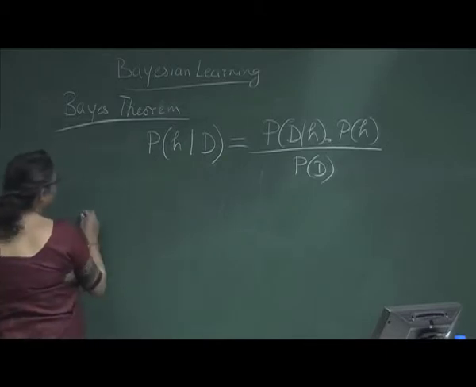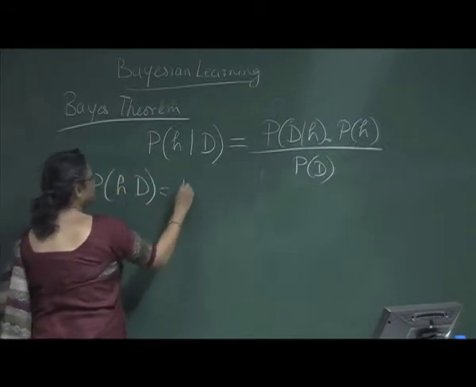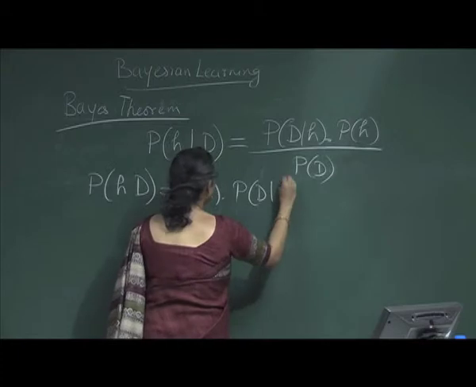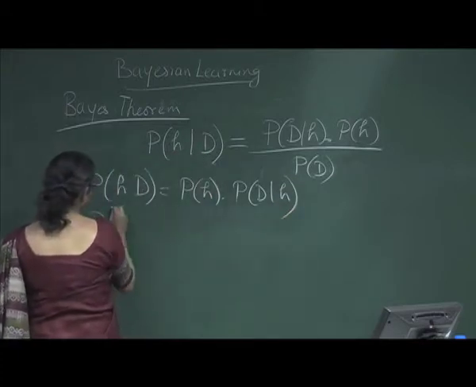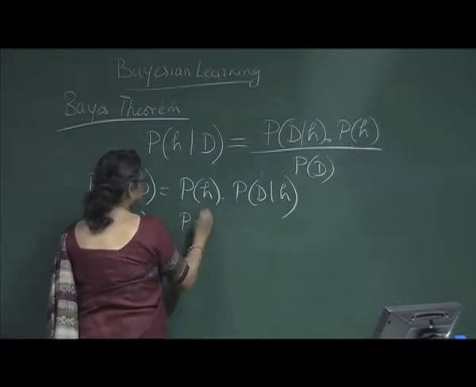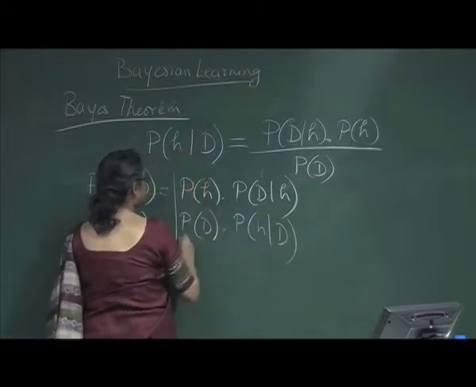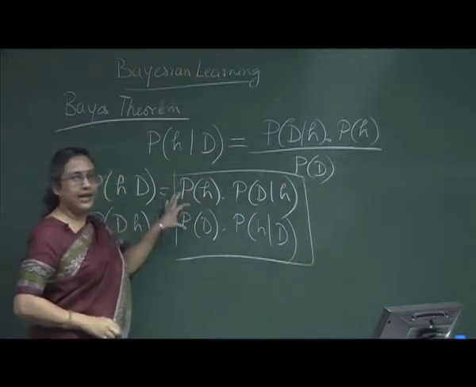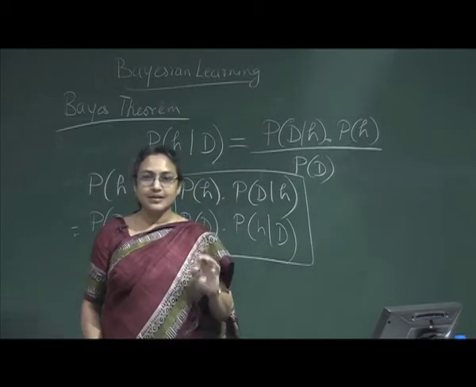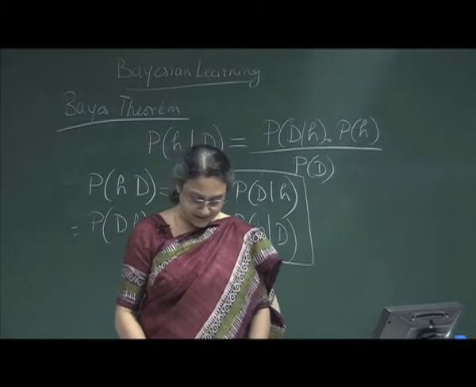You know that by the law of products, probability H,D equals probability H times probability D given H, and because it is commutative, this is also equal to probability D,H, which is equal to probability D times probability H given D. If you consider these two are equal, then by manipulating them, you can come up with Bayes' rule. Bayes' rule is the most important formula from which we can look at Bayesian learning.